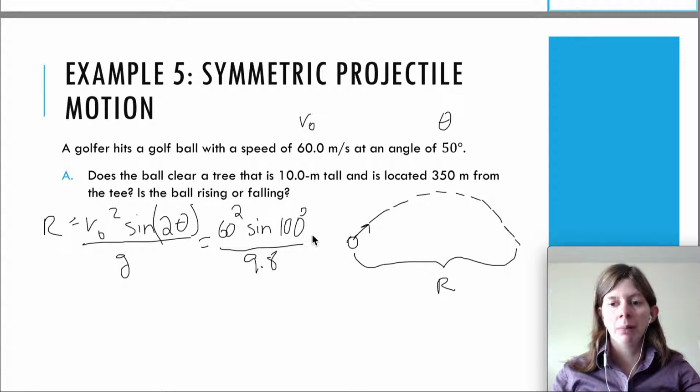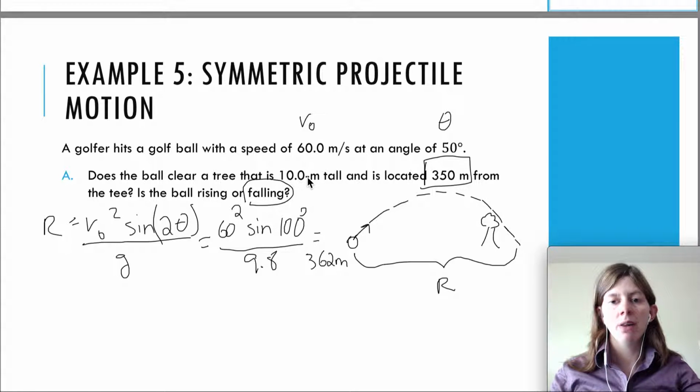Neglecting the units, they'll come out to be meters at the end. When I plug all of this in, I got 362 meters. So if that's the range, then if the tree is located 350 meters away, then we know that's more than halfway. So the tree is located somewhere over here. The reason I wanted to find the range is because that already tells me that the ball is falling when it gets near the tree, because the tree is in the second half of the path.